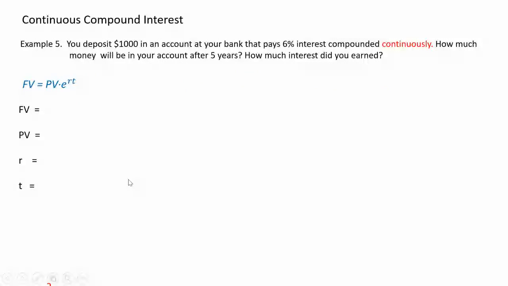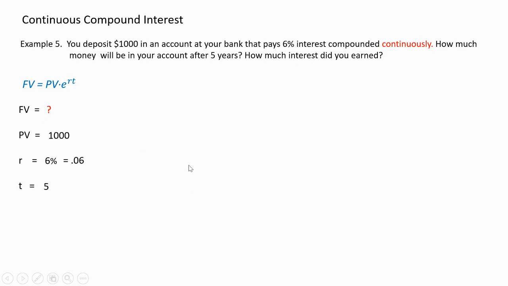Anyway, so again here, we're looking for the future value. This is my present value, which is 1,000. There's my interest rate, which is 0.06, and there's my time. Continue. Hey, guys, I think I heard, does anybody have a question? Yes, sir.